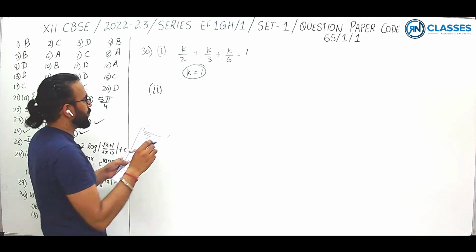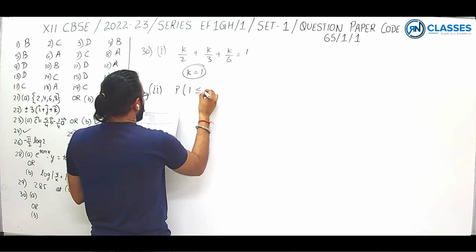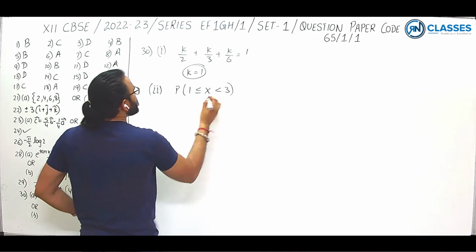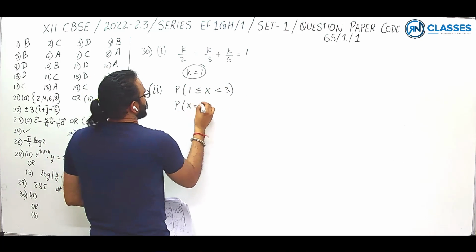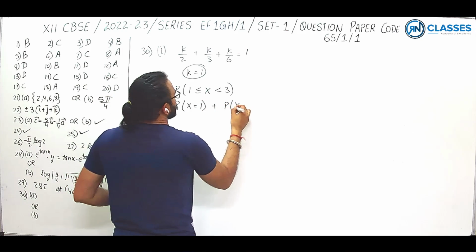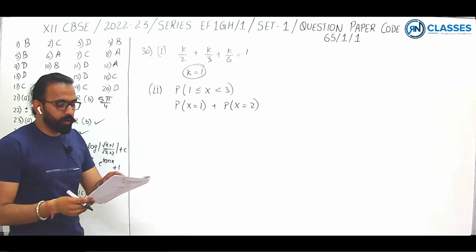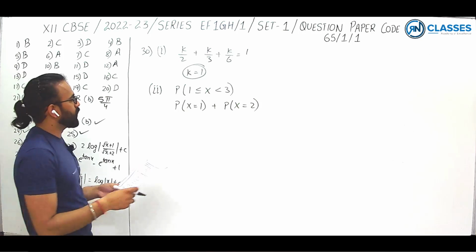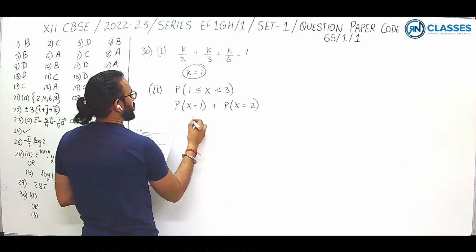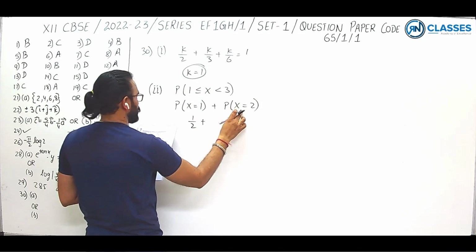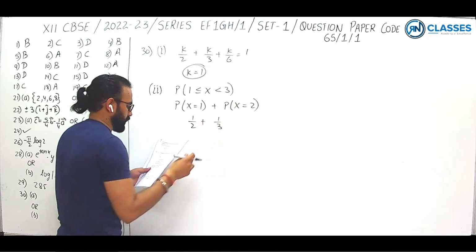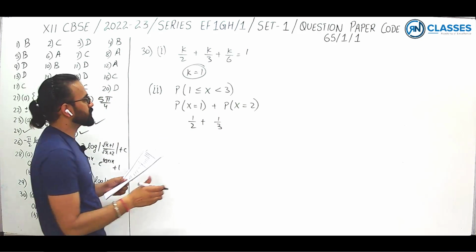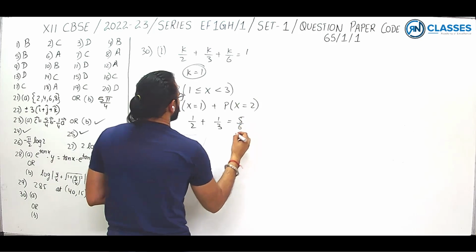That is, we have to find the probability of 1 ≤ x < 3. This means we have to find the probability of x equal to 1 plus the probability of capital X equal to 2. And from the table, the probability of x equal to 1 is k by 2. The value of k is 1, so 1 by 2. The probability of x equal to 2 is k by 3, that is 1 by 3. As we add both of these, the answer turns out to be 5 by 6.